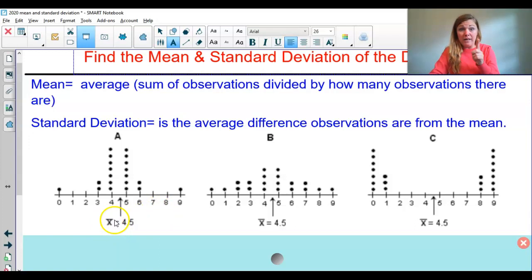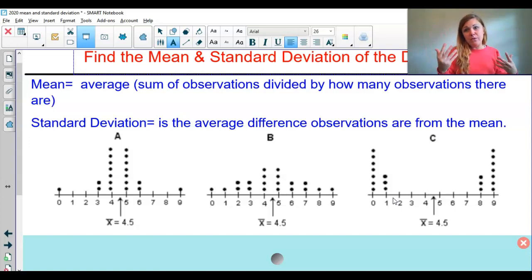X with a little bar on top of it. What do you notice? They all have the same average, but there's a much different story going on with all of these, right? Remember, there's always more to the story in statistics. So we could find the standard deviation, which would tell us how spread out things are.